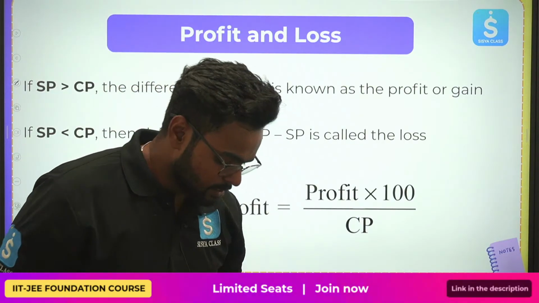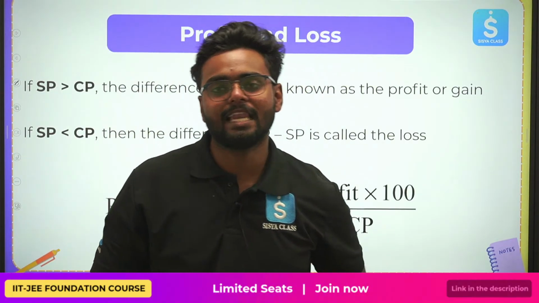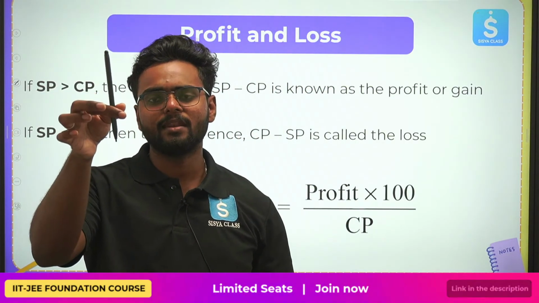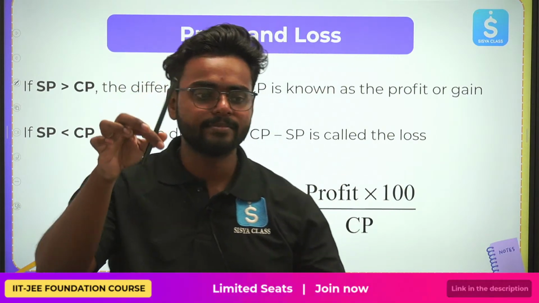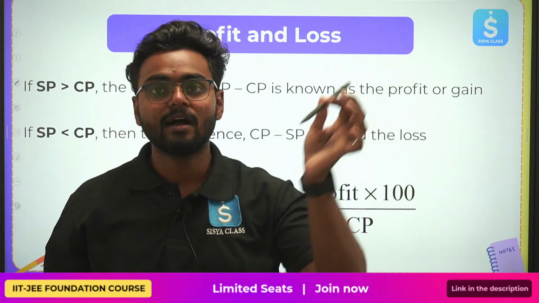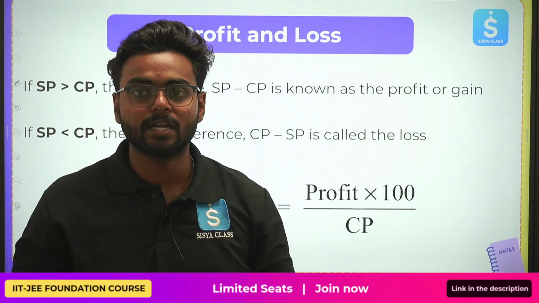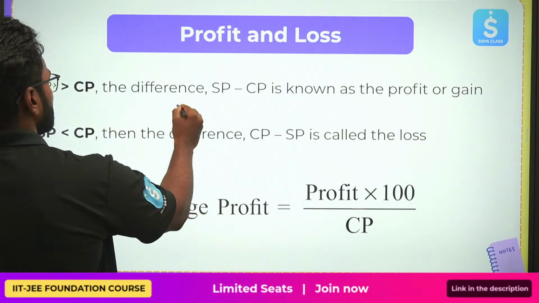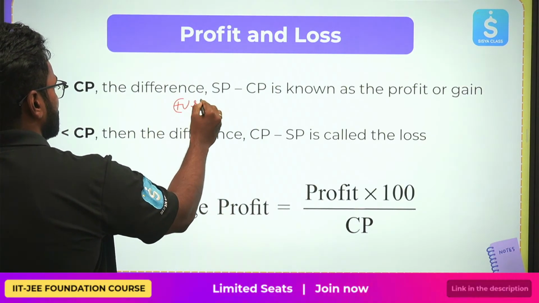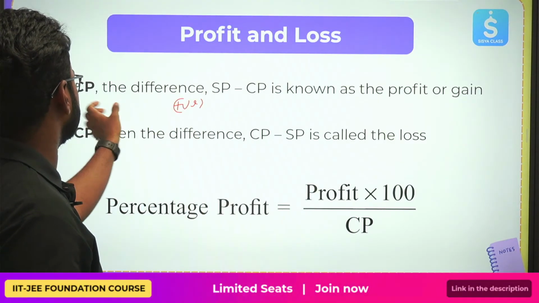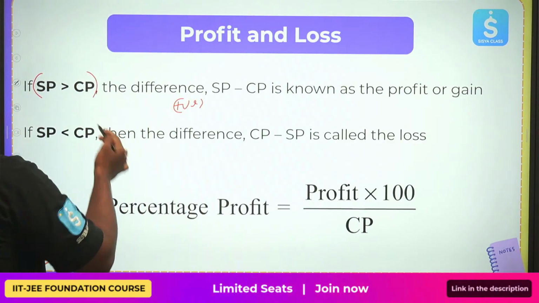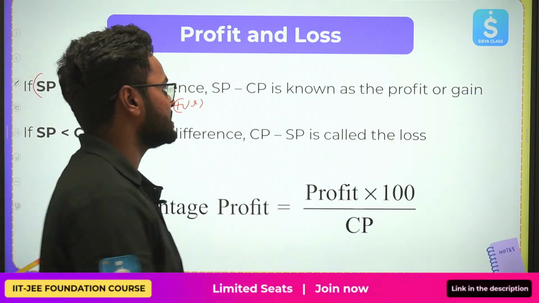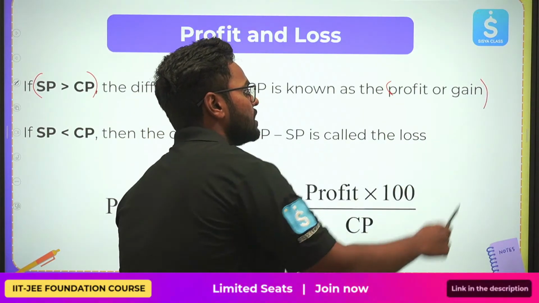Now guys, there is cost price and there is selling price. If I am making this pen at 8 rupees and I am selling this at 10 rupees, I'll be making a profit, which is nothing but a positive thing. I'll be making a positive of 2 rupees. Right? It is a positive. If SP, selling price, is greater than cost price, I'd be receiving a profit or a gain.